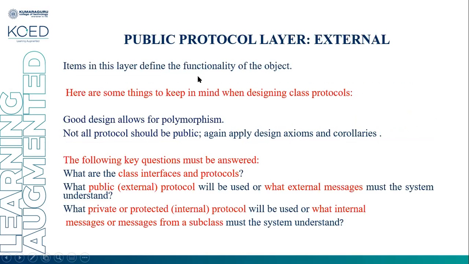Next is the public protocol layer, the external protocol. Items in this layer define the functionality of the object. Here are some things to keep in mind when designing the class protocol. Good design allows for polymorphism. Polymorphism means that a function which behaves differently in different situations is known as polymorphism. Not all the protocols should be public. Again, apply the design axioms and corollaries.